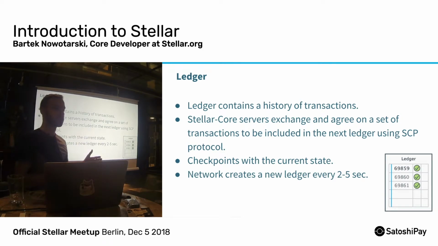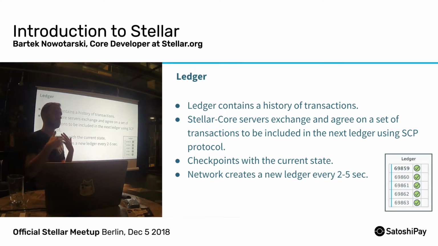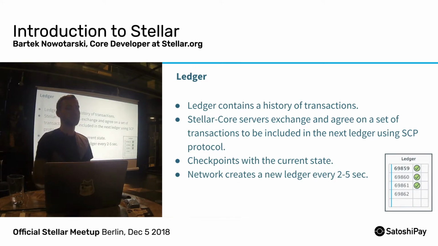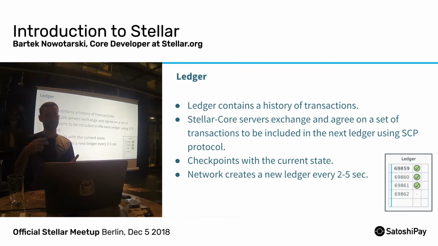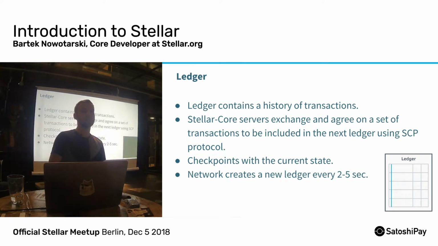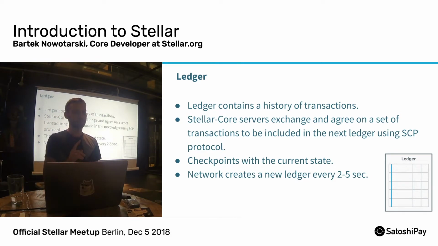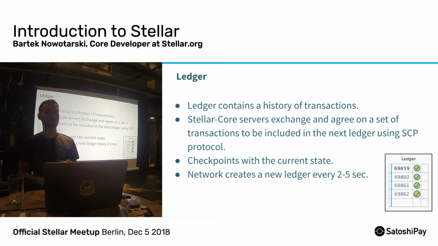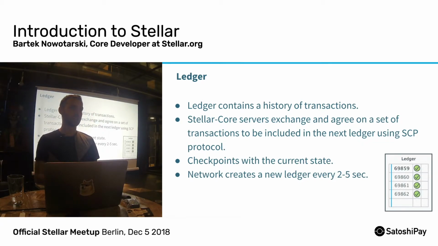But what's actually interesting is that every once in a while, the network also creates checkpoints. If you are familiar with Bitcoin, for example, you know that if you want to check the balance of any given account at the current moment, you would have to download the full history and track all of the transactions that are connected to a given account. In Stellar, every once in a while, we save the current state of the network, all of the assets, accounts, offers. So if you want to catch up with the network quickly and you don't need the full history, you can do it in a very short time.